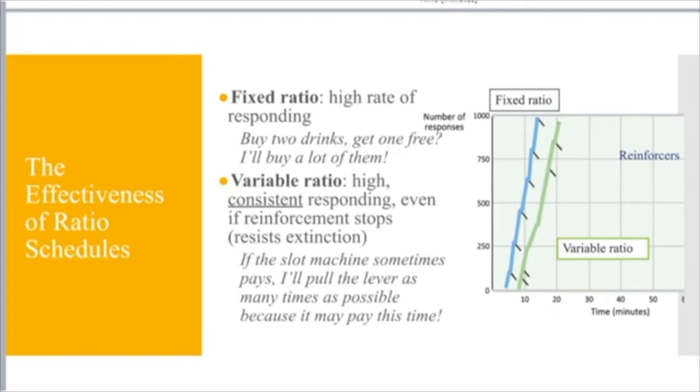Whereas variable ratio has highly consistent responses, even if the reinforcement stops. Let's say a slot machine sometimes pays. I'll keep pulling the lever as many times as possible because it may pay out just this next time, right? So we continue pulling the slot machine handle time and time again, because there's the potential that it might pay out next time.